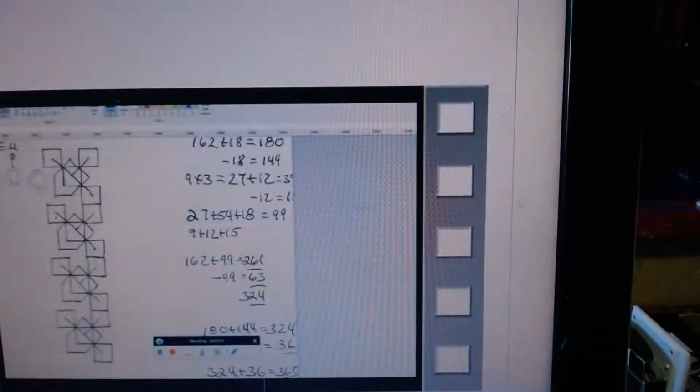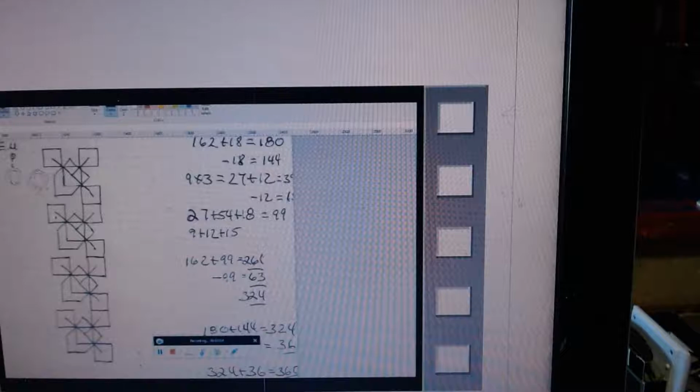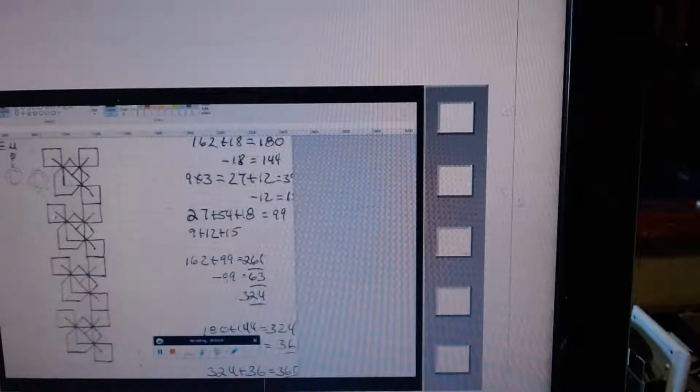Okay. You can see the numbers over here. Look them over. I'm going to finish off writing down what I have to write down. 162 plus 99 equals 261. Minus 99 equals 63. You see the way it went above and below, although the 200 is no longer there. I'll explain this in a second.